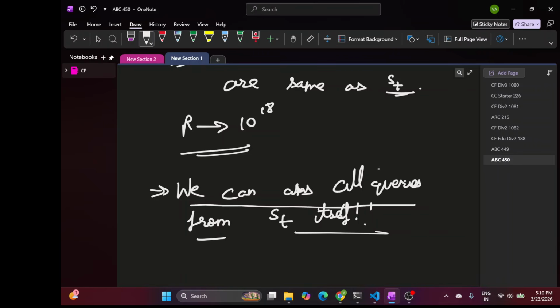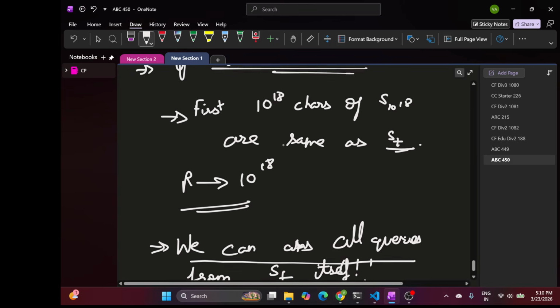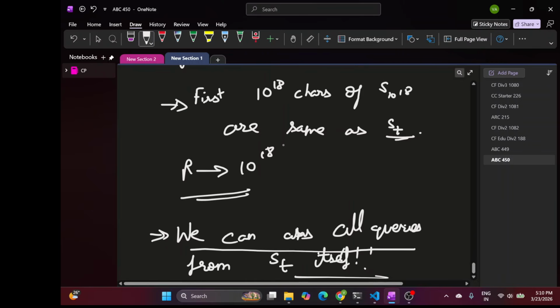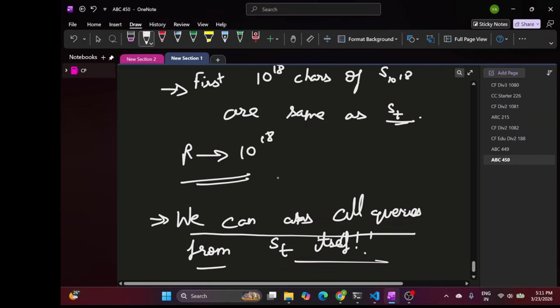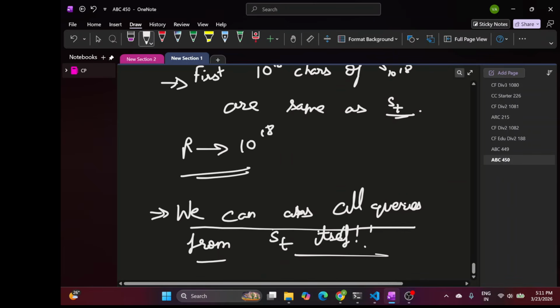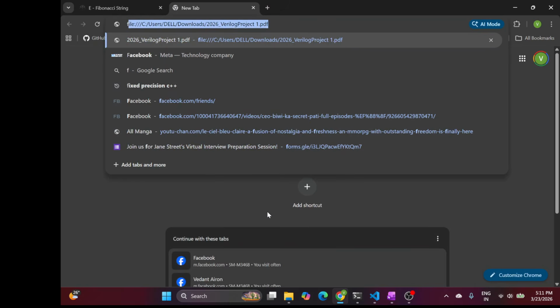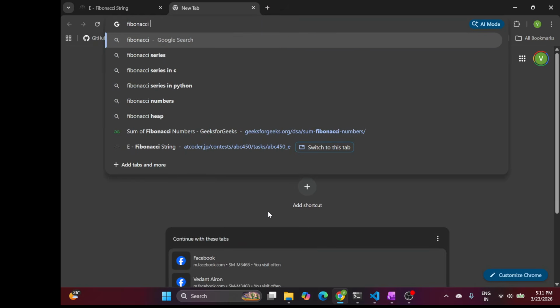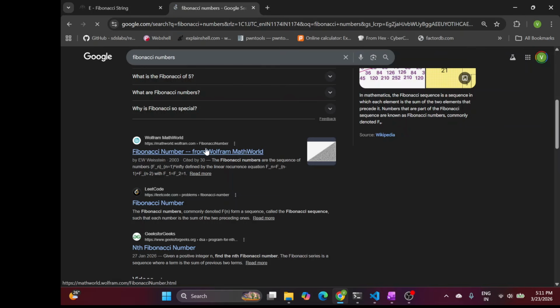So first of all, we don't need to find the S of 10^18 string. We only need to find a string that has up to 10^18 characters. And this is much easier than our previous problem, right? Because we know that since it is growing exponentially, we'll get this string very quickly. And actually, if we just check the Fibonacci numbers, we'll get it somewhere, right?